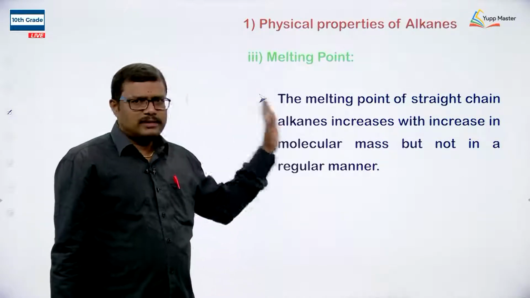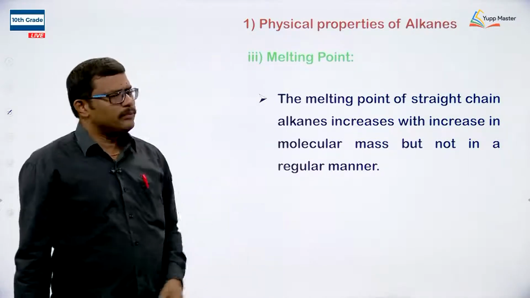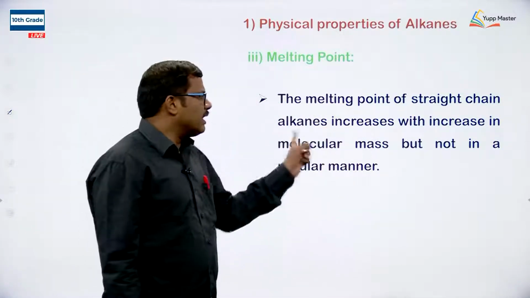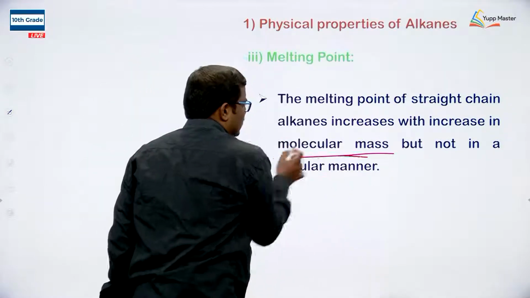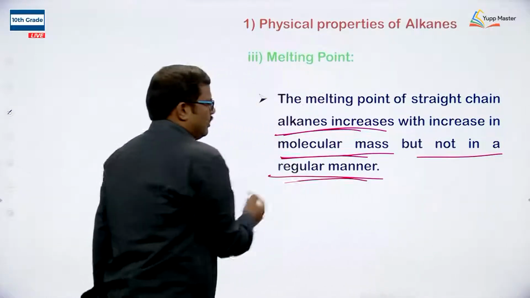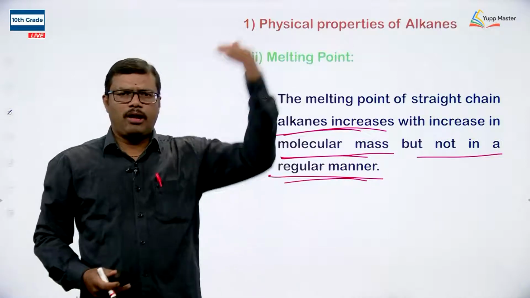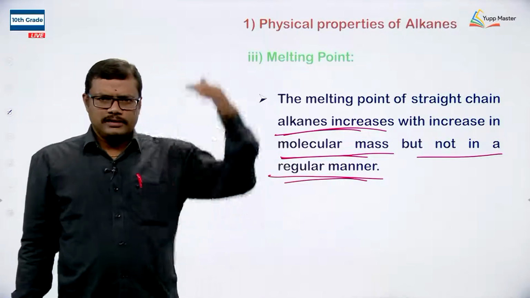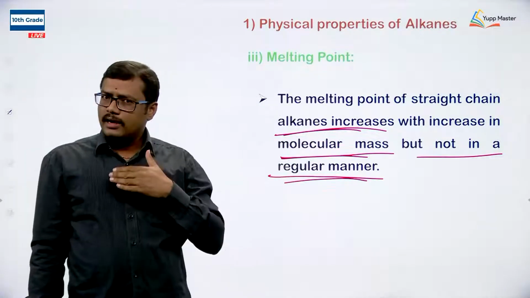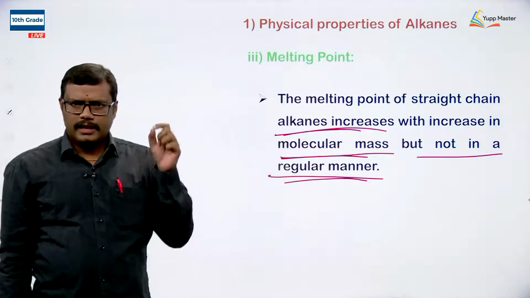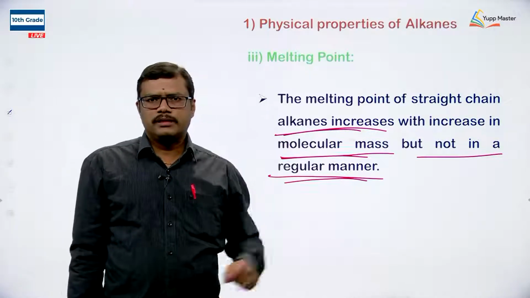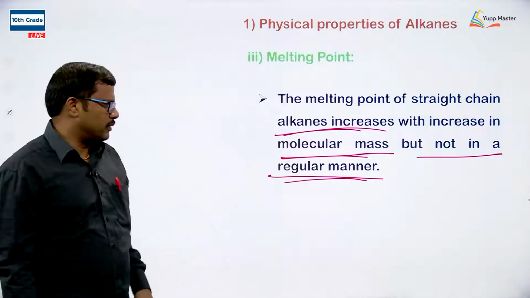But in the case of melting points, when you observe this physical property for alkanes, the melting point of straight chain alkanes increases. There is no doubt that with the increase in molecular mass, the melting point is also increasing, but not in a regular fashion. There are some ups and downs possible in the case of melting points. In some areas the melting point is increasing, then suddenly decreasing, and then increasing. So, we cannot observe a regular trend of increase in melting point for the alkanes.